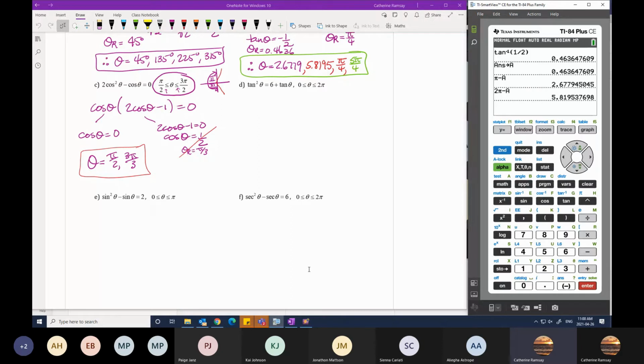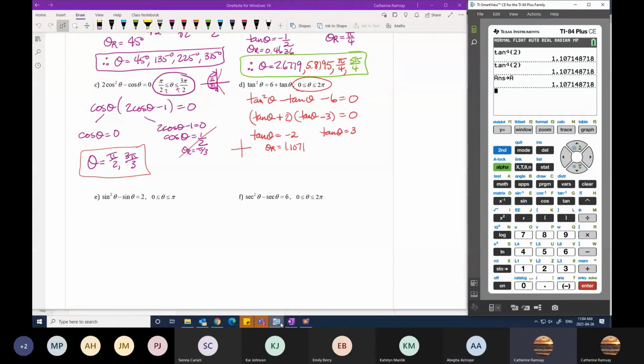1.1071. Okay, so then we got to think about where is tan negative? Which two quadrants are tan negative in one revolution of the circle?